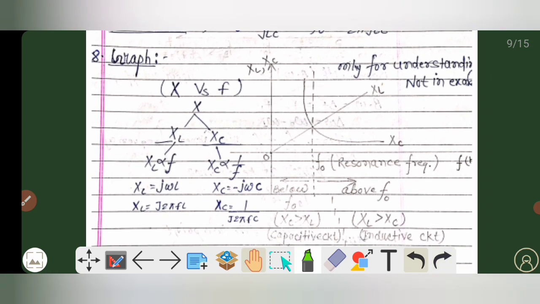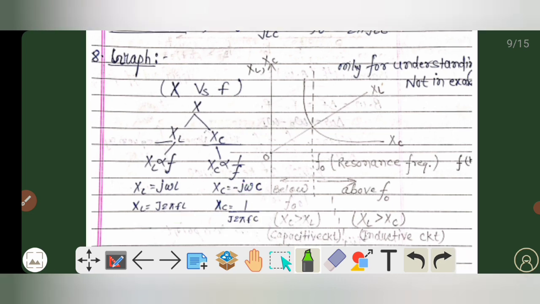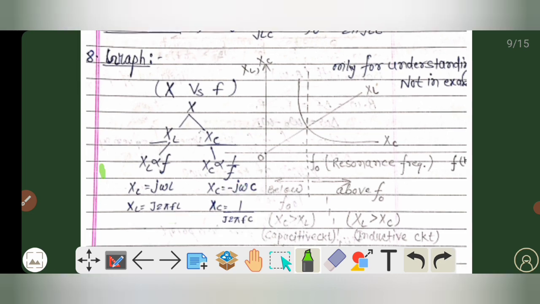As you can see here, this is the graph between the reactance, that is X, versus F, meaning frequency. As we know, there are two types of reactance. The first one is inductive reactance and the second one is capacitive reactance. According to the formula, XL is equal to j 2 pi FL, so XL is directly proportional to frequency, and XC is inversely proportional to frequency.